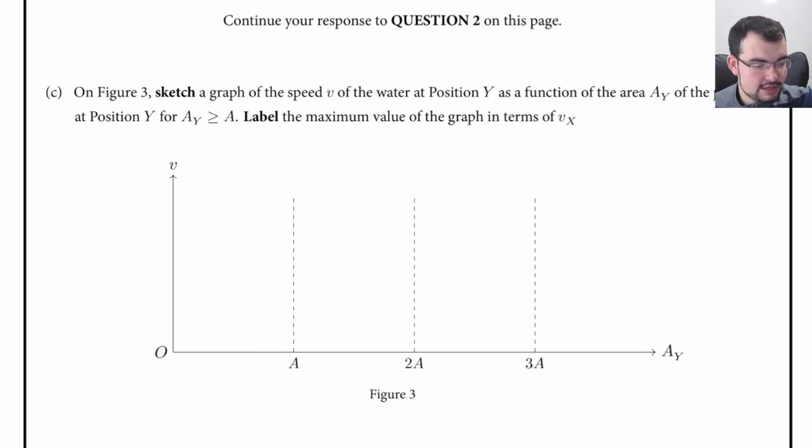All right, on figure 3, sketch a graph of the speed V of the water at Y as a function of the area AY of the pipe at that position, assuming it is always going to be greater than or equal to the area of the pipe at X. Well, here we're just using this fact that AX VX equals AY VY.